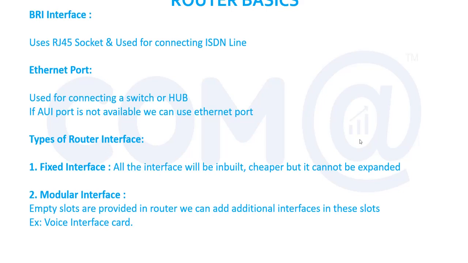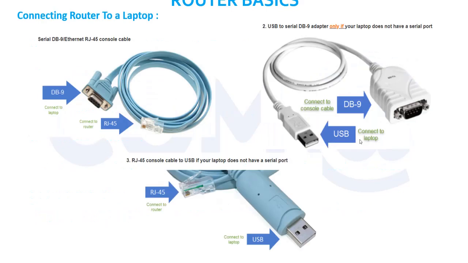Types of router interface: fixed interface, modular interface. Fixed interface means you will not have any free slots available, and we'll have to find alternate ways to accommodate additional network. In case of modular interface, we'll be having empty slots. You can buy and insert whatever network is required, or if an additional serial port is required, whatever it is, you can keep on adding it. That is the modular interface.